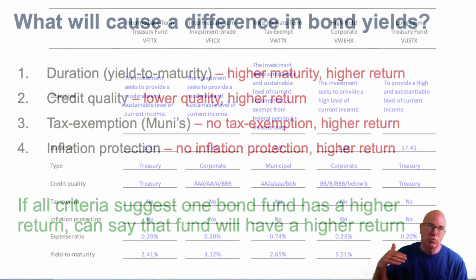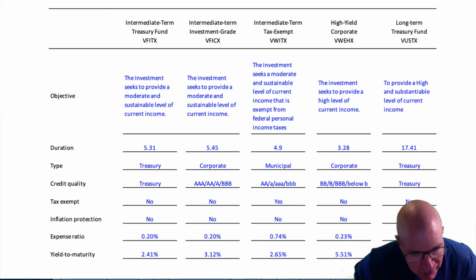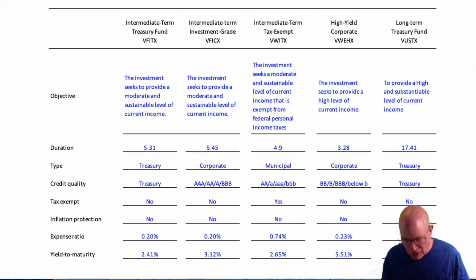To look at those, we are going to have 5 bond funds, and this is our bond fund comparison sheet. This is akin to the mutual fund comparison sheet. We have 5 bond funds here. They are all from Vanguard. They also all happen to be index funds, not actively managed.